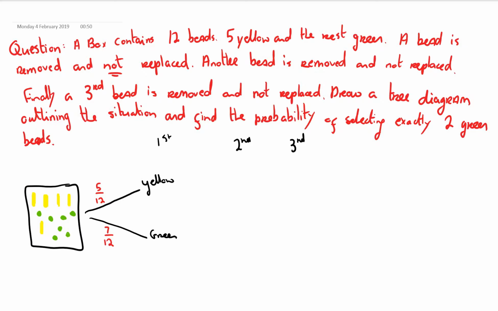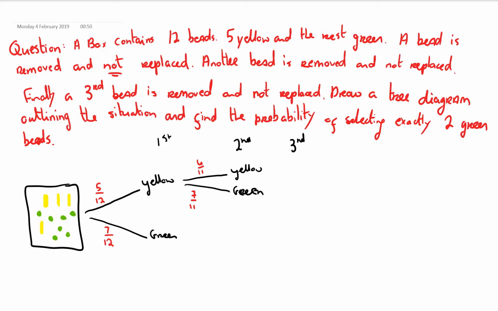Now, if we get a yellow, on our next pick we could get a yellow, or we could get a green again. The probabilities are going to be different. If I get a yellow, then that means one of these yellows are gone. So now my chances of getting a yellow are 4 out of 11. And my chances of getting a green then are 1, 2, 3, 4, 5, 6, 7 out of 11.